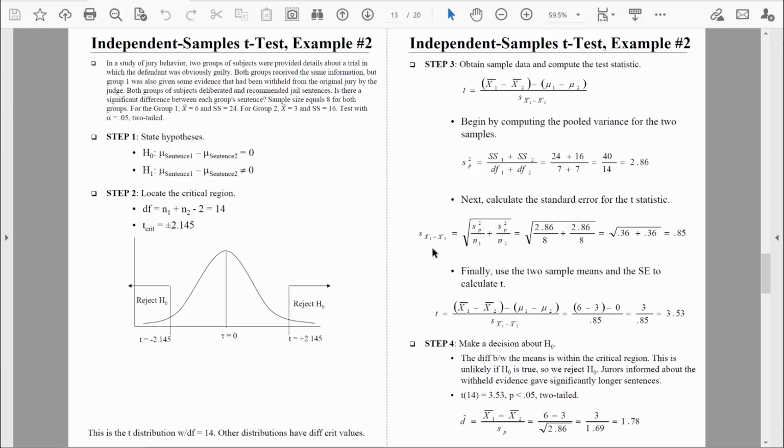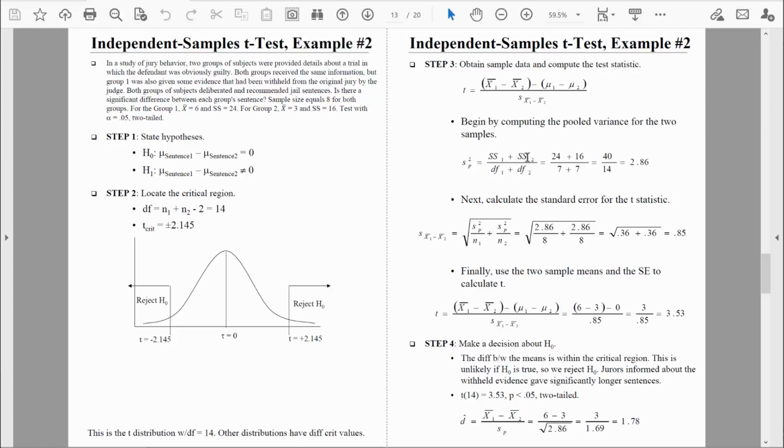So I look at the formula for that. According to that formula, I need to know the sample size for each group, and we have that information. But I also need to know the pooled variance, the variance that is combined, that is averaged for those two groups. I don't know that yet. So I need to look at the formula for pooled variance. That's right here. In order to compute pooled variance, I need to know degrees of freedom for each group. I know that because there are 8 people in each group. That means each group has 7 degrees of freedom. And I also need to know sum of squares for each group, and that was already computed for us.